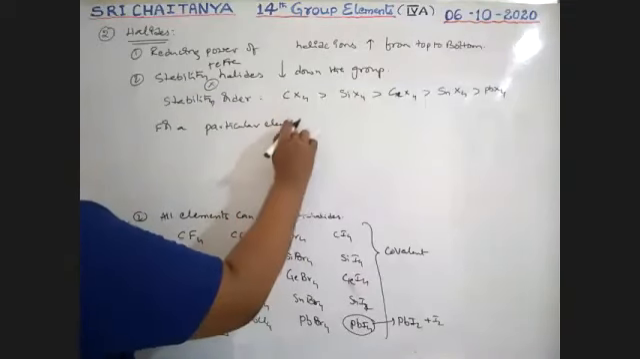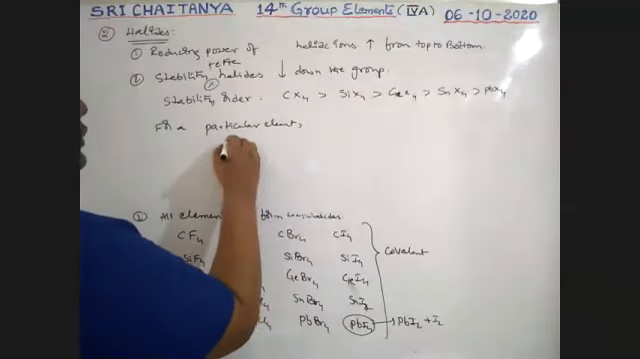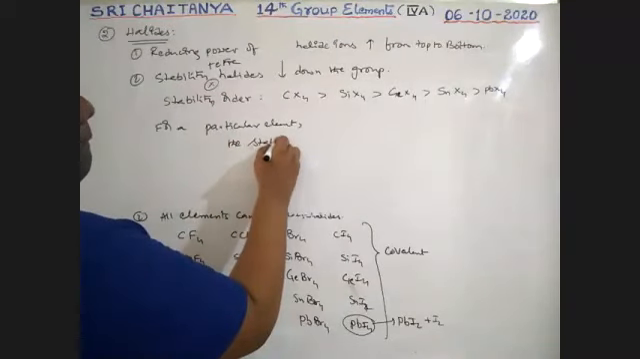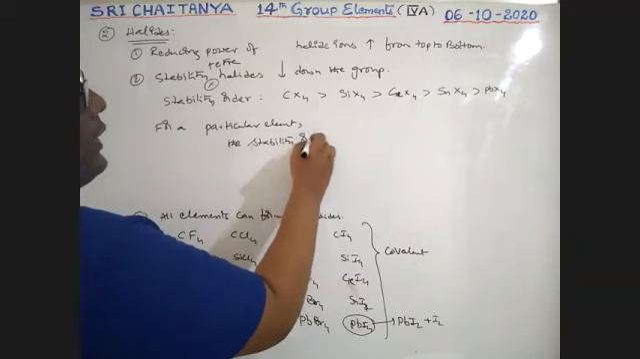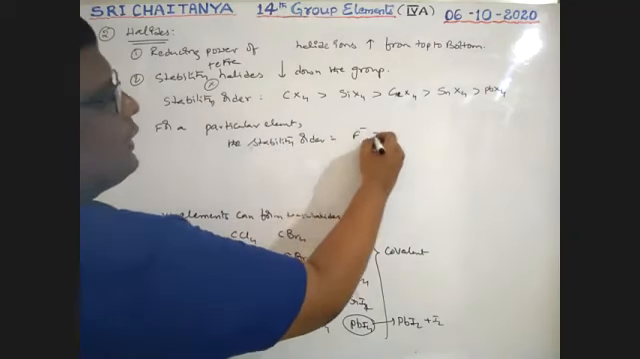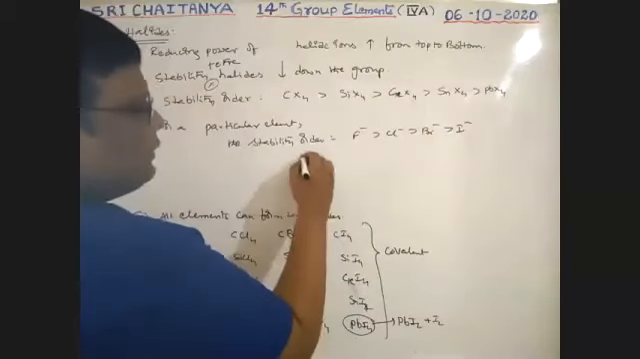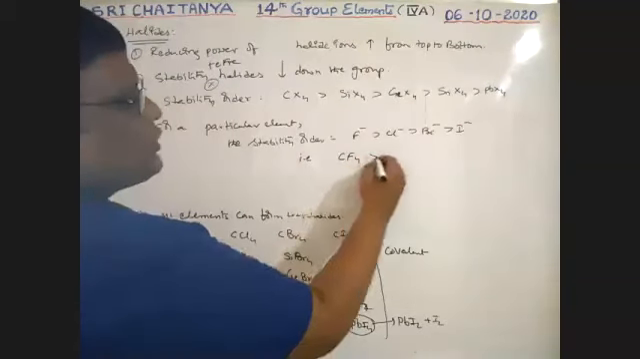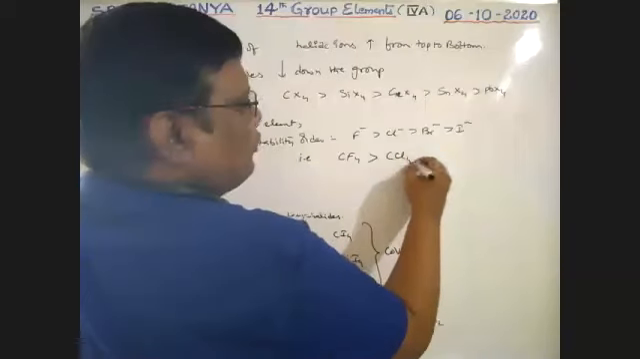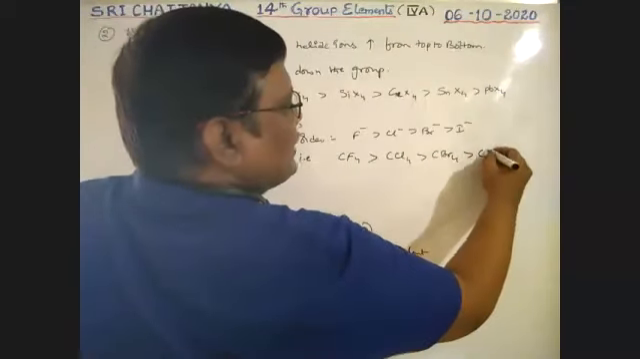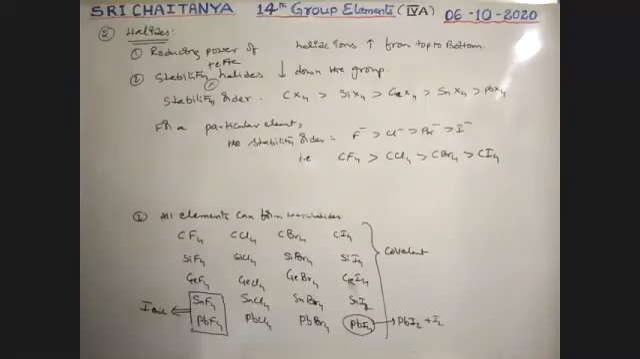For a particular element, the stability order is fluoride greater than chloride greater than bromide greater than iodide. That means CF4 is more stable than CCl4, which is more stable than CBr4, which is more stable than CI4. So this is very, very important, boys.